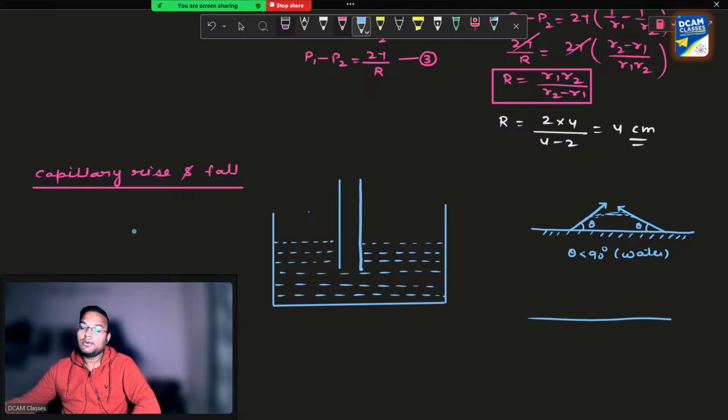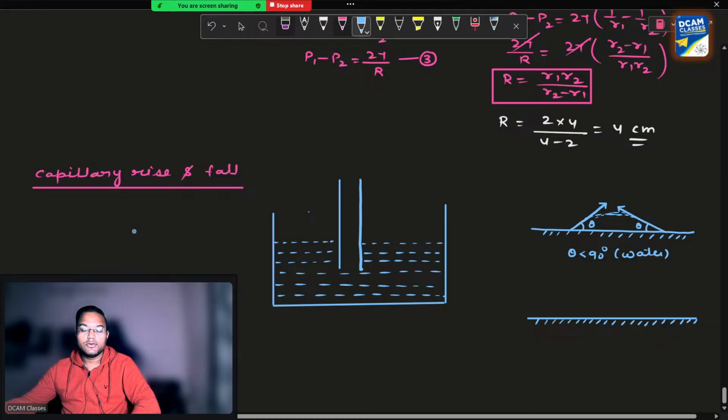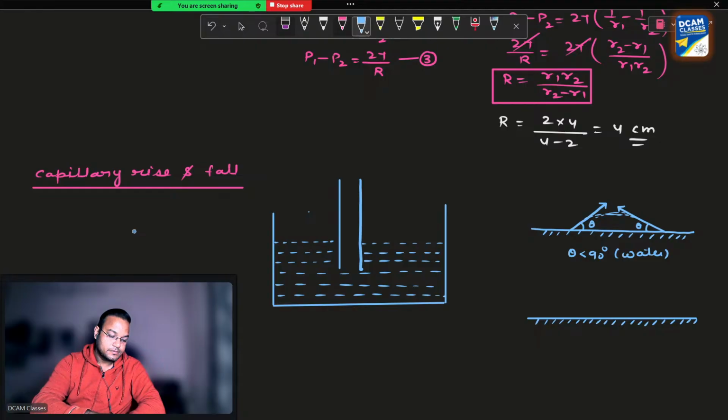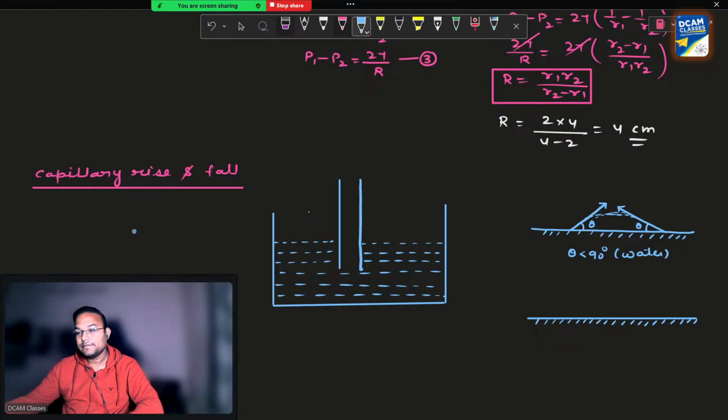Now, talking about the mercury, I don't know whether you have seen mercury falling down or not. Mercury actually tends to maintain its spherical shape. It turns into very small bubbles when it falls down. And why does it happen? Because this mercury has the angle of contact which is greater than 90 degree.